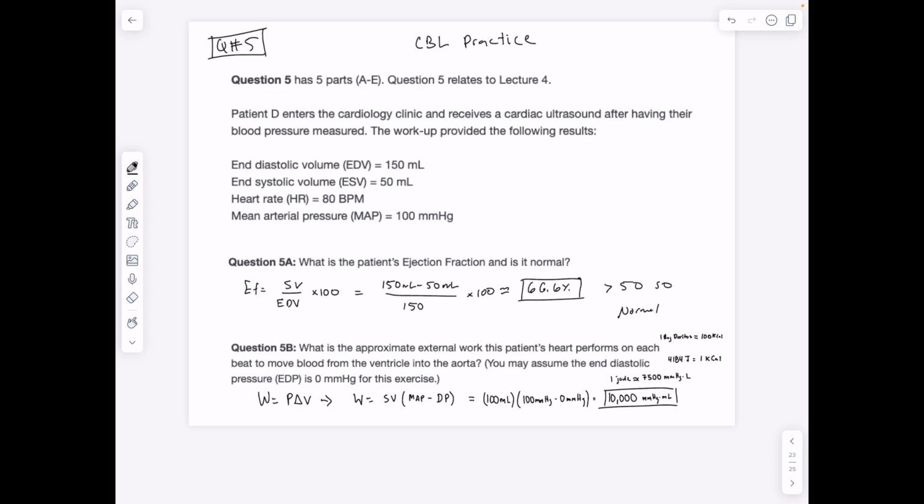The workup provided the following results. All right, so what's the patient's ejection fraction and is it normal? Well, we just have to know the equation. So stroke volume over end diastolic volume times 100.